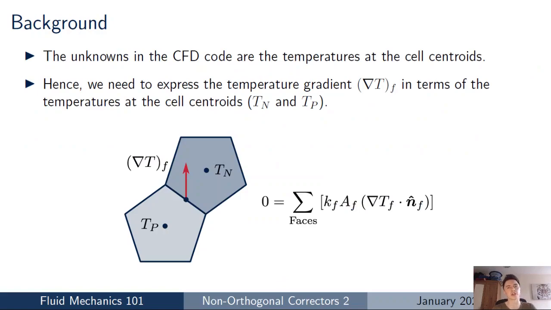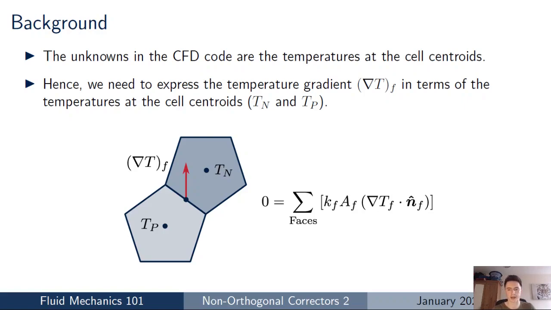Now, when we construct and put together our CFD codes, the unknowns in the set of equations that we're solving are the flow variables at the cell centroids. So when we're solving the energy or temperature equation, the unknowns in the whole system are going to be the temperatures at the centroids, Tp and Tn, which you can see in the diagram. And if you've been studying a lot of the CFD content I've been posting on this channel, you'll be well used to this by now. It's the temperatures at the cell centroids that we're interested in.